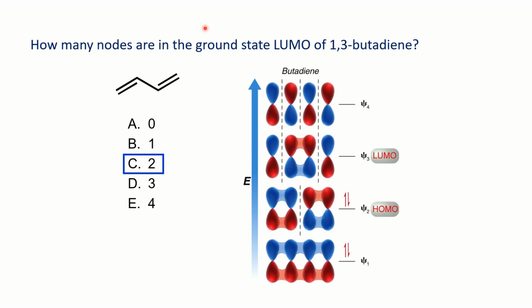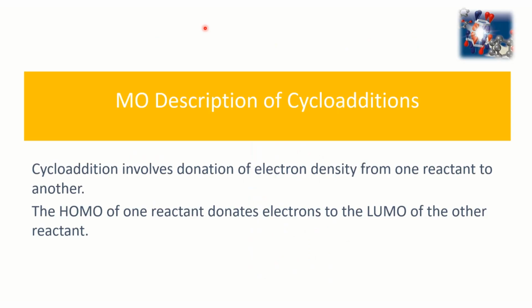of 1,3-butadiene? So here's a molecular orbital description of cycloadditions. Realize that with cycloadditions, we have donation of electron density from one reactant to the other. And in most of the ones that we'll be looking at, we want the HOMO of the reactant donating electrons to the LUMO of the other reactant. This is a requirement of the molecular orbitals in cycloaddition.